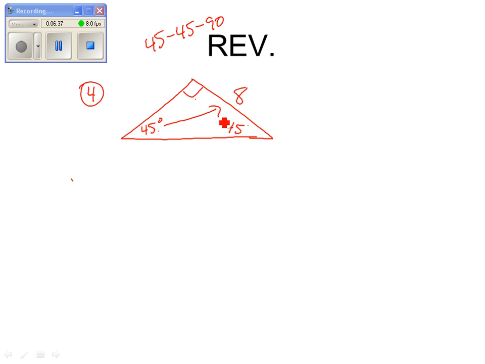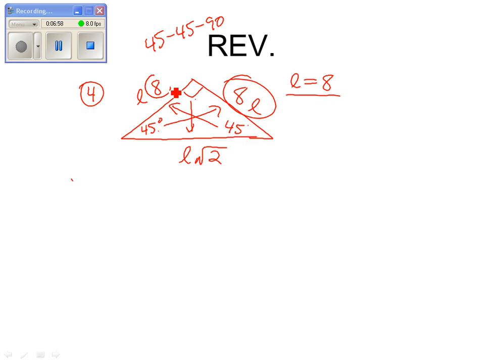The two sides across from the 45 degree angles should be labeled L. The side across from the right angle should be L times the square root of 2. The equation we're going to set up this time is just L equals 8, nothing to solve there. So anywhere we see L, we stick in 8. That means this side over here is 8, and this side over here, if we put 8 in that place, is 8 times the square root of 2.